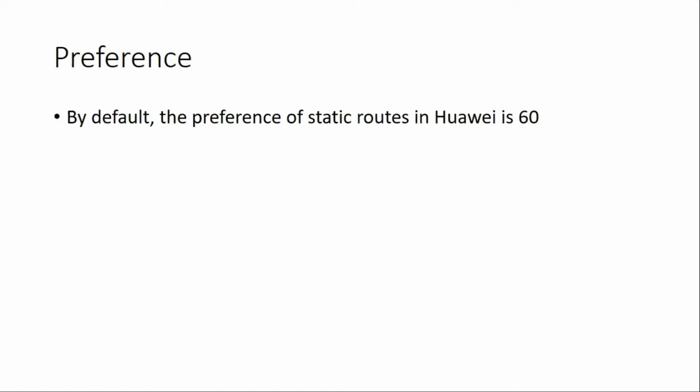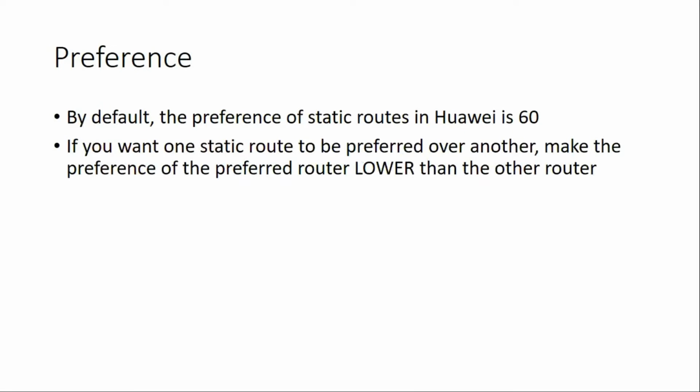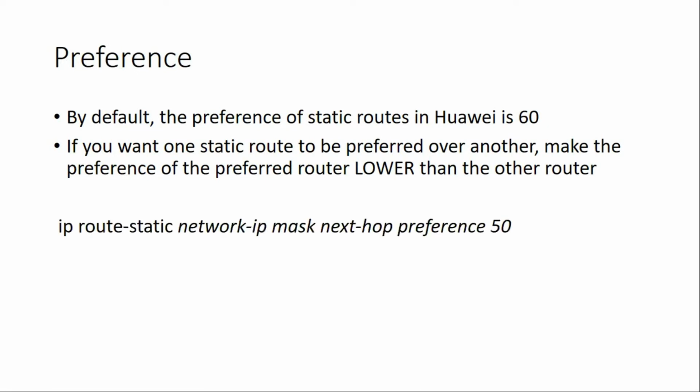So that's what we're talking about, preference. By default, the preference of static routes in Huawei is 60. And if you want one static route to be preferred over the other, you make the preference of the preferred route lower than the other route. So this is how you change the preference.